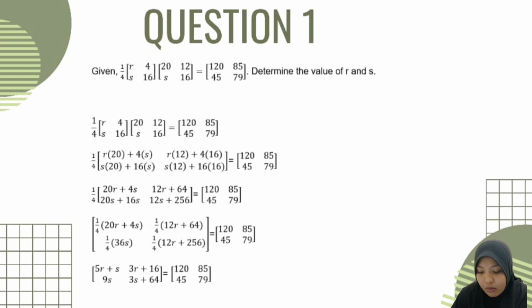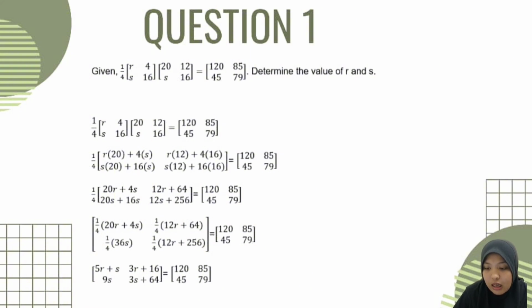So for the answer in the fourth step, after I divide it, we can get the answer in smaller numbers. So I got 5R plus S and 3R plus 16, 9S and 3S plus 64, equal to [120, 85; 45, 79]. So the question asks to determine the value of R and S.